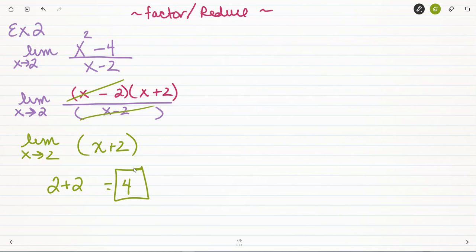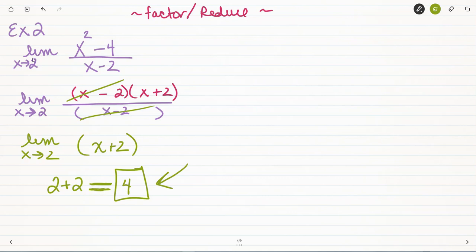So although replacing the x with 2 gives us something that's undefined, we can still find the limit of this function. As x approaches 2, the value of x squared minus 4 over x minus 2 approaches, doesn't equal, but approaches 4.